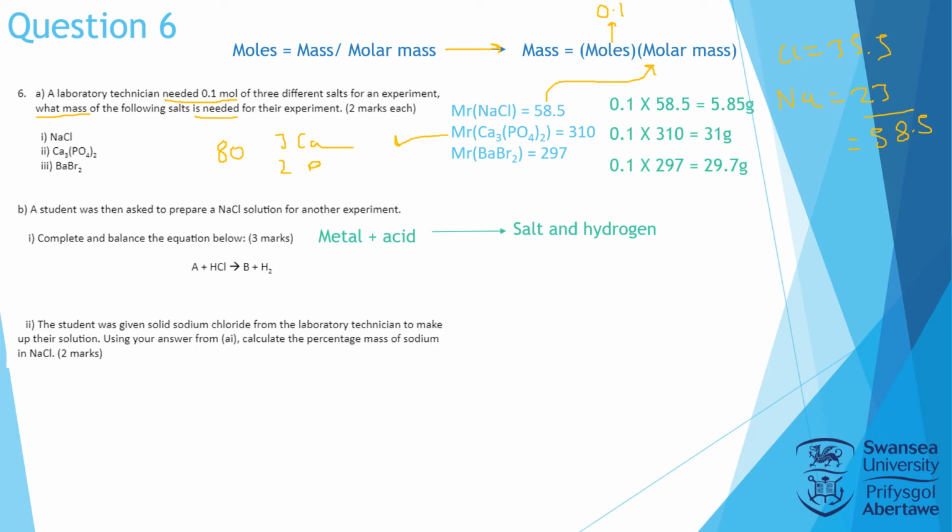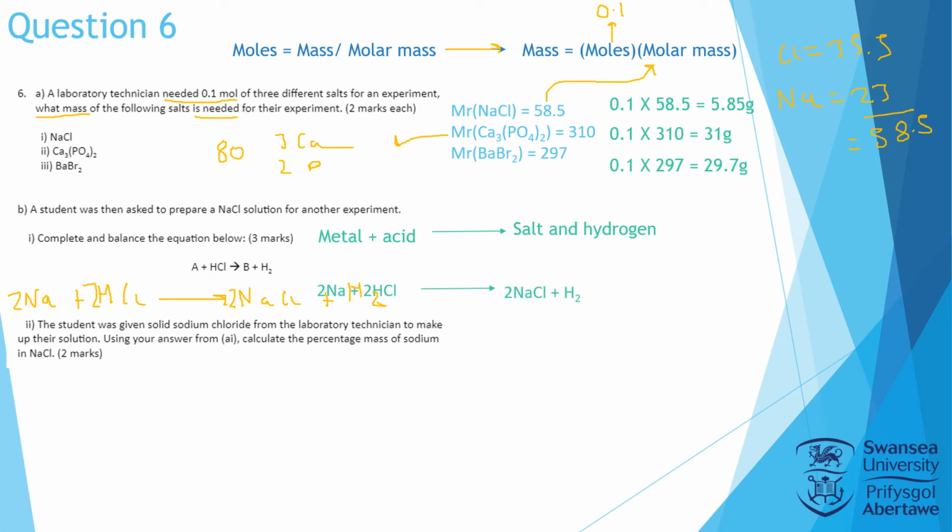So now we just need to balance it. We know our metal is going to be the sodium. So we've got Na plus HCl gives NaCl plus H2. We've got 2 hydrogens on this side, but only 1 on this side, so we put 2 there. We've now got 2 chlorines, so we've only got 1 chlorine, we'll put 2 there. We've got 2 sodiums, only 1, put 2 there, and then you can see our equation is nicely balanced out.